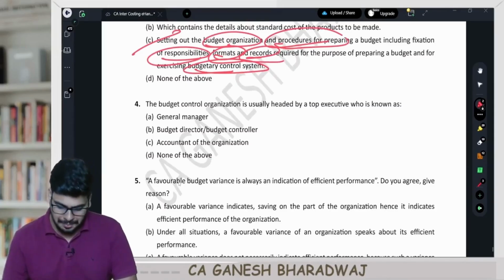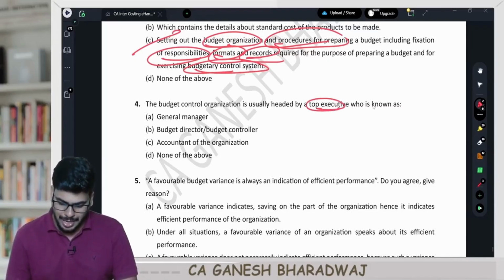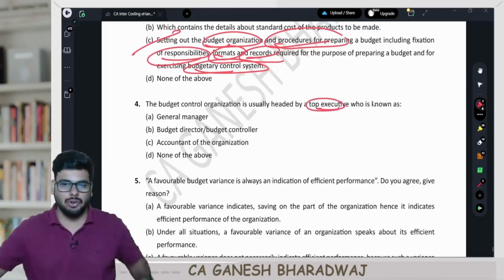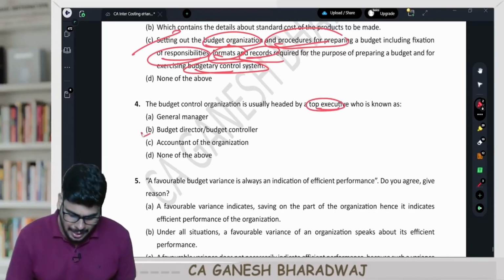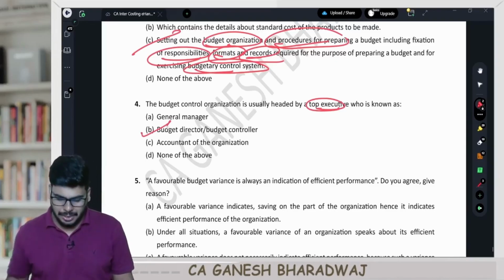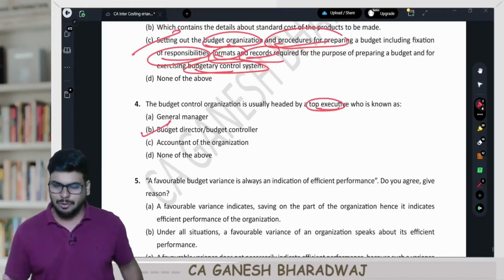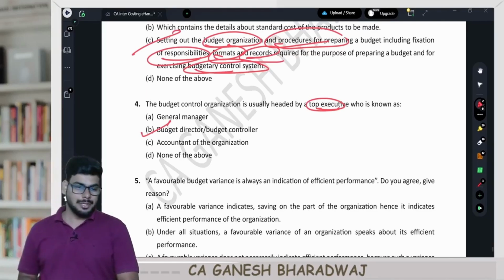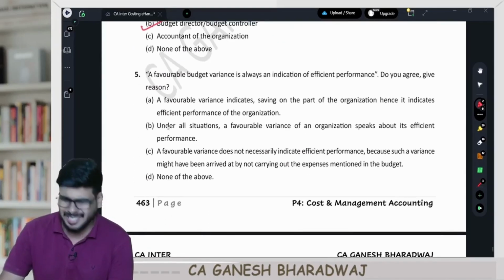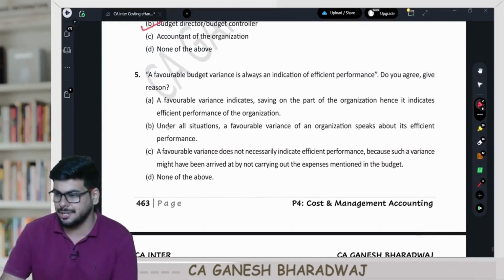Then, the fourth one. The budget control organization is usually headed by a top executive who is known as the budget director or a budget controller. Are you clear with this? Generally, this is the guy who takes care of the budgeting team. Are you clear with this? Guys, yes? Again, it's kind of a very generic question.